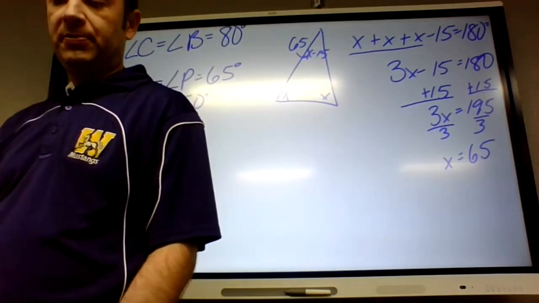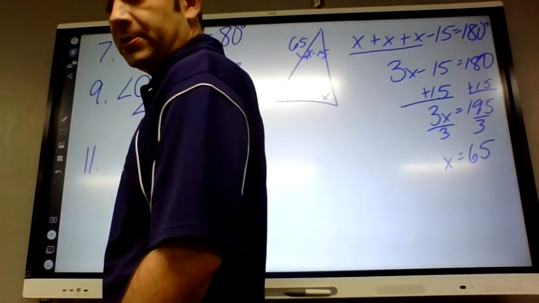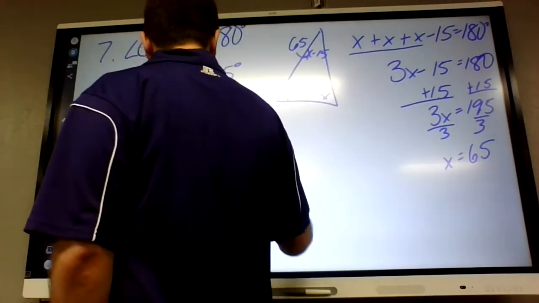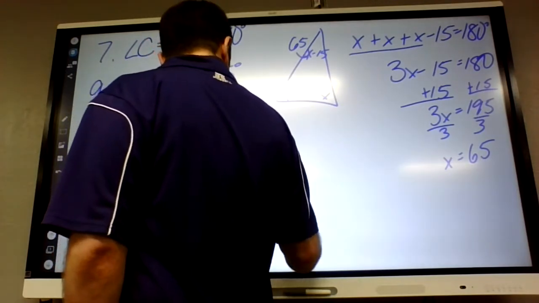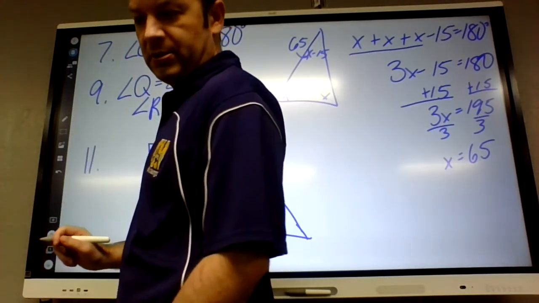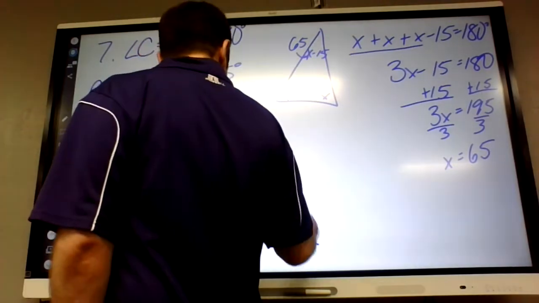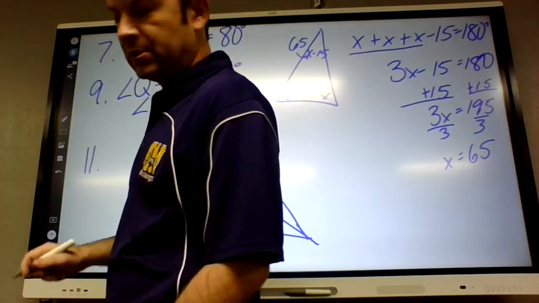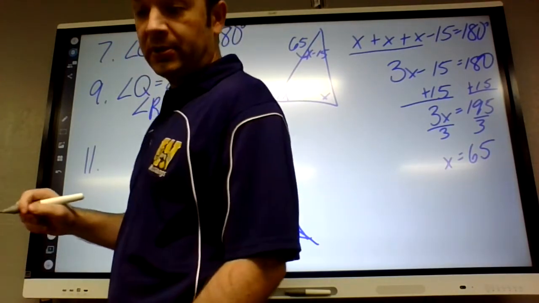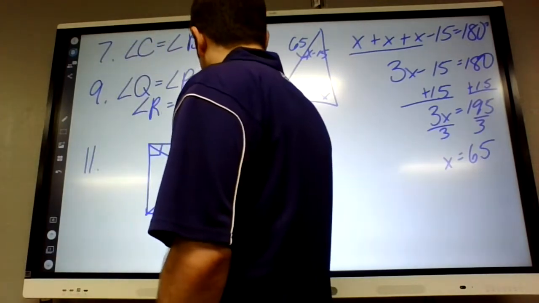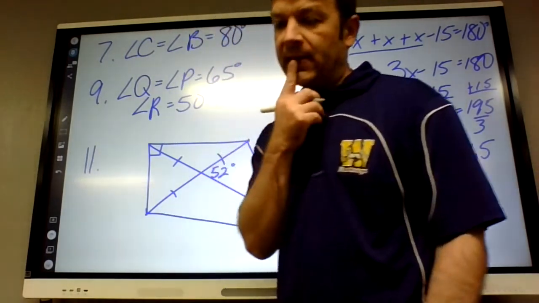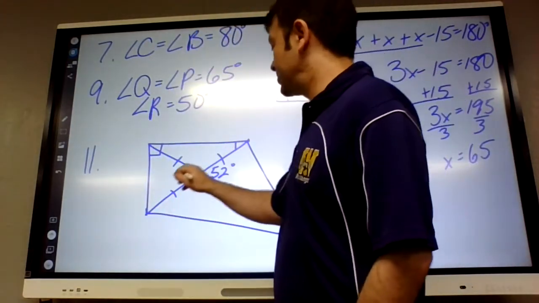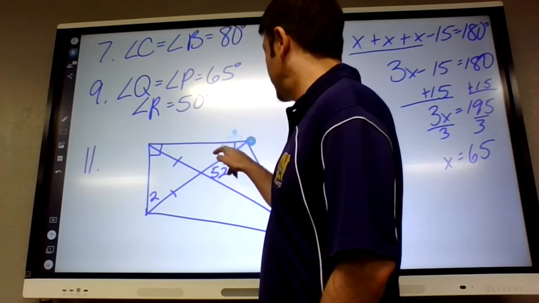Number 11, I should probably draw this if I can. All right, that goes there. These three things are equal. There's a 90 degree angle, lots of stuff going on here. There's a 52 degree angle. Okay, so we need each numbered angle. So there's an angle 1 up in that corner and there's an angle 2 down here.